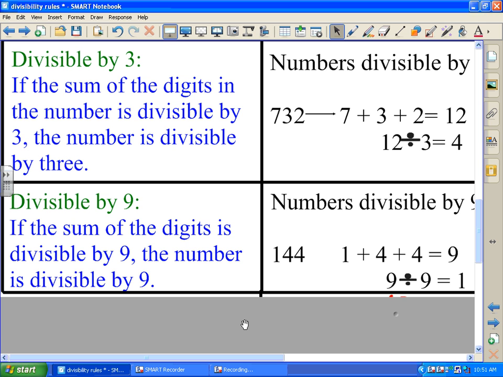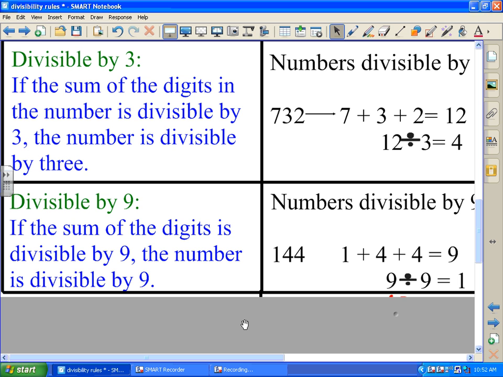477. Okay? So I take the digits, the 4 and the 7 and the 7. That equals what? 18. But I have a 2-digit number, so I need to take now the 1 plus the 8. What's 1 plus 8? 9. Is it a 9? So the entire number is divisible by 9.